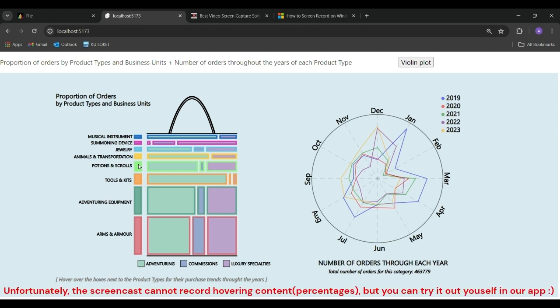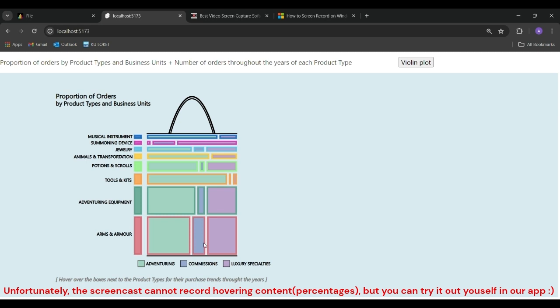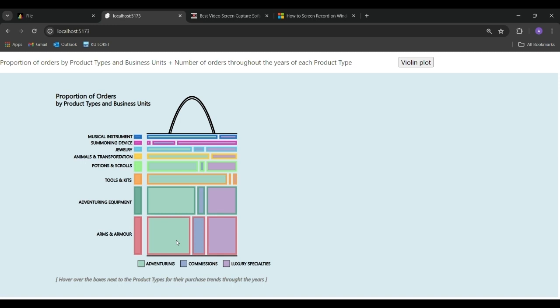In the shopping bag itself, each row represents a category type. And here the number of orders from a specific business unit within the product type is shown. So, for example, for arms and armor, the adventuring business unit comprises 51.25% of the number of orders. And by also hovering the mouse over a specific box, the exact percentages are shown. In this way, it is easy to follow along on which business units dominate within each product type. And this is how the shopping bag answers research question number 2.